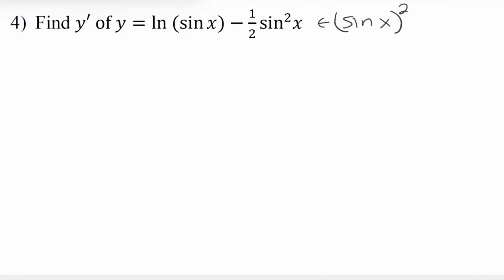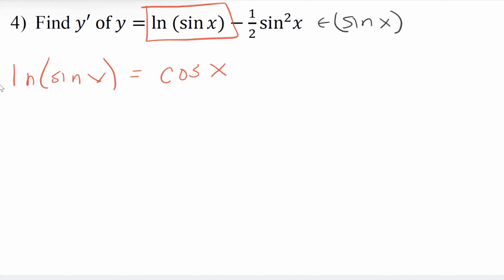So we'll do this one. I'm going to do this in a couple different colors. So let's do this part first. So ln sine of x. The derivative of sine of x is cosine of x. The derivative of ln is 1 over x. So that would be 1 over sine x. Right. So that would be 1 over sine x.